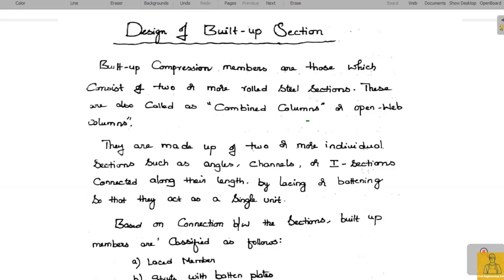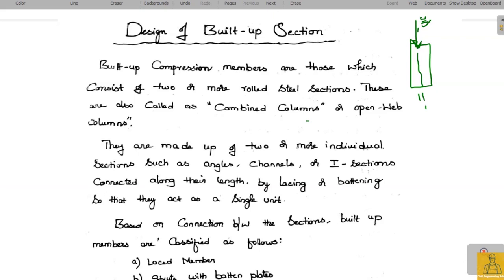See, you know what is a column? A column is a member that is subjected to axial loading. So if this is a column and this is the axis and this column is subjected to axial compression, the compressional force is going to be along the axis of the column. But what happens if the load is very high?